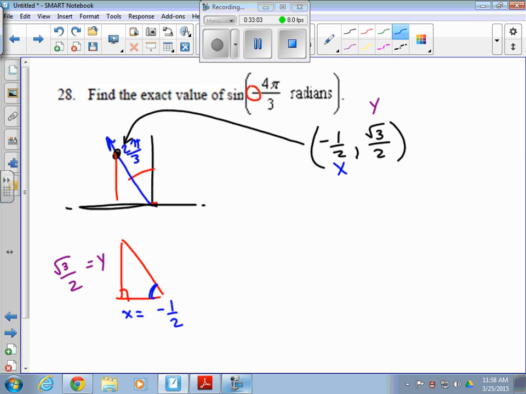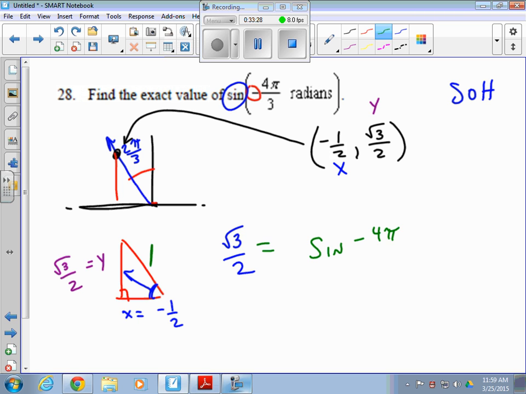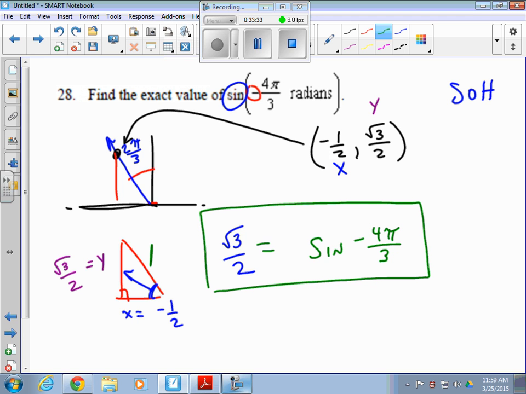So you're looking for the sine of that. Remember, sine is the SO. Sine equals opposite over hypotenuse. Opposite in reference to this one is the square root of 3 over 2. Remember, it's over the hypotenuse, and your hypotenuse is 1 when you're talking about a unit circle. So it would be over 1. So the sine of negative 4 pi over 3 is equal to the square root of 3 over 2. And that's the exact value. No rounding or anything involved.